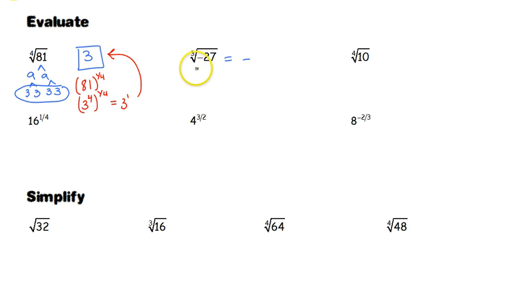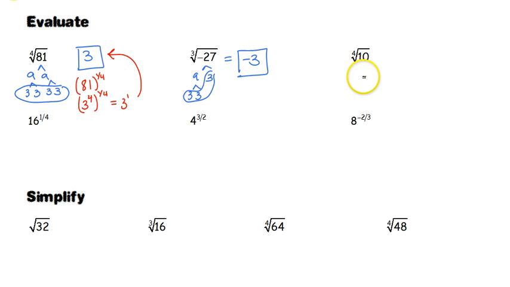If I'm taking the cube root, I'm trying to figure out what number multiplied by itself 3 times is going to give me 27. You can rewrite 27. We can do a factor tree. That's 9 and 3, 3 and 3. I have exactly 3 3s. I need 3 of those to go to the outside. So this answer is just a -3.